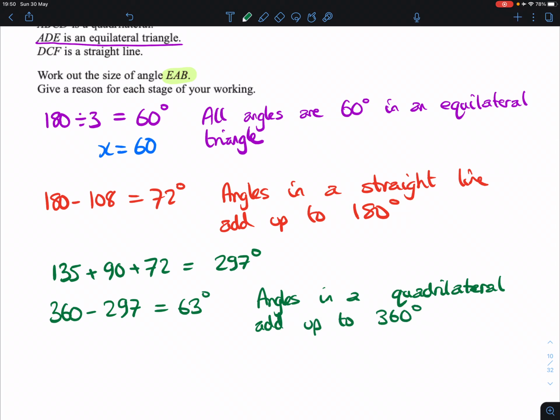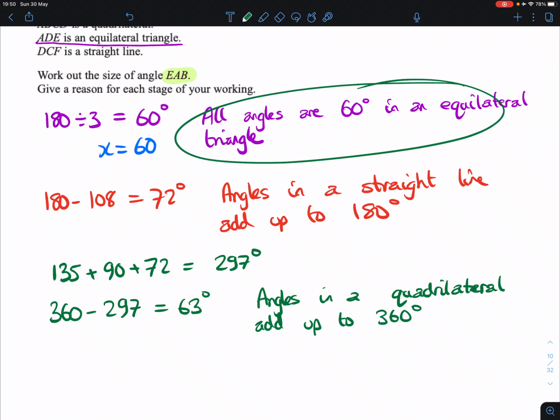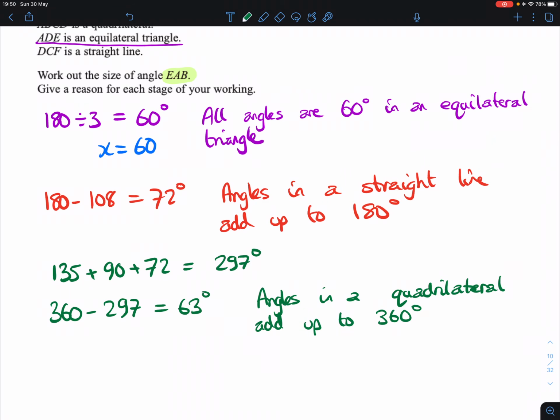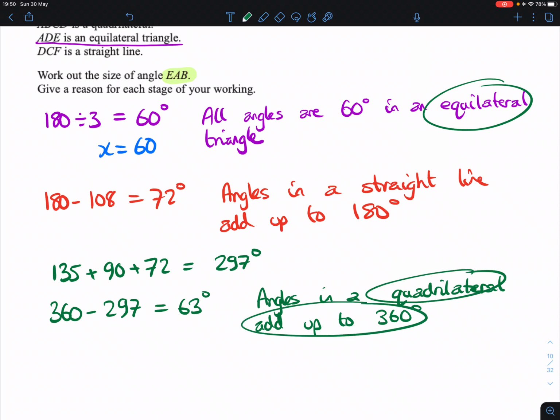Every single sum that you do, there's a reason why. Anytime you've got these questions that ask you for reasons, you should have a sentence. Does your sentence have to be exactly the same as what I've got? No. As long as you've got the key bits of information. Equilateral triangle, 60 degrees for the first. Straight line, add up to 180 for the second. And quadrilateral, add up to 360 for the one I've just done there.